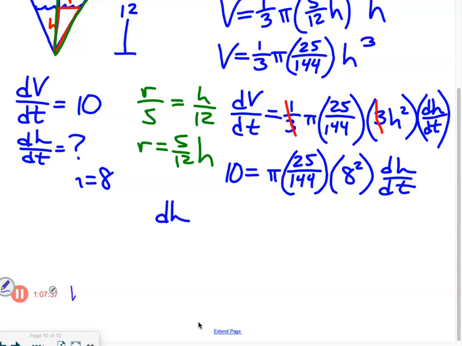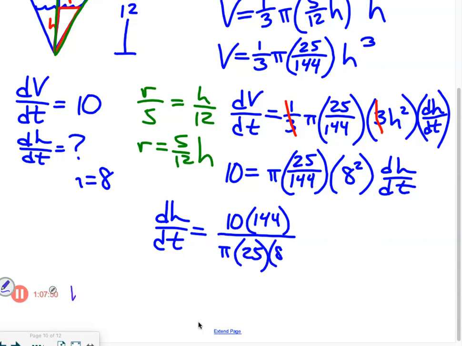I have one caution with this. So I'm going to put what should be on top. 10 times 144 goes on top. Pi times 25 times 8 times 8 goes on the bottom.